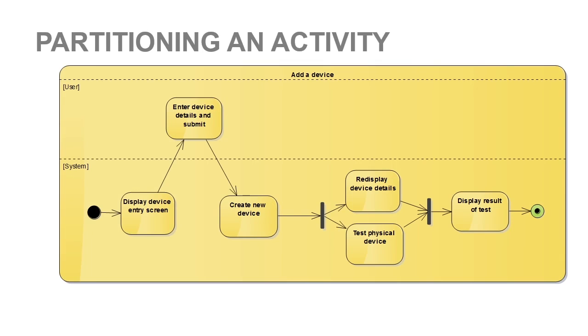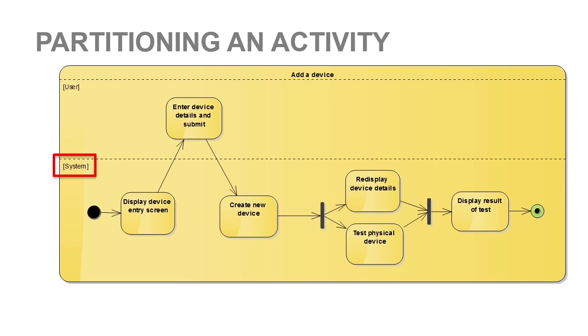In the style of activity diagram that we've been using so far, it's possible to partition the containing activity to show responsibilities. So here, there's one partition for the user, which contains the activities that the user is responsible for. The other partition shows the activities that the system is responsible for. This is a common way of specifying use cases, separating out what the actor does from what the system does in response.